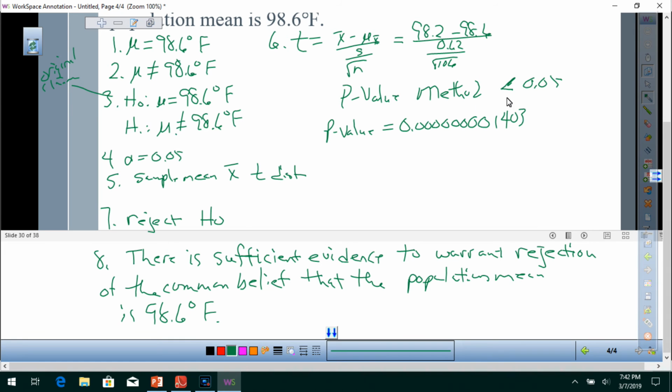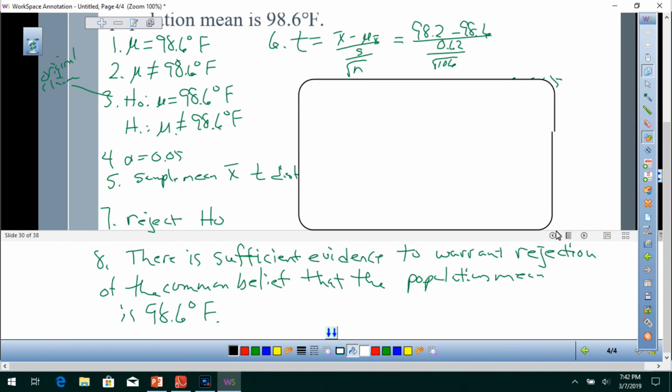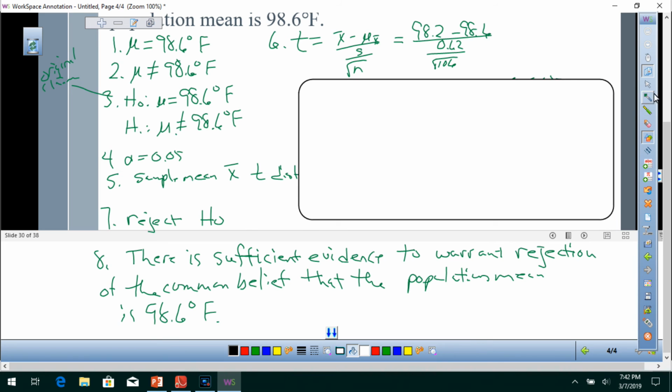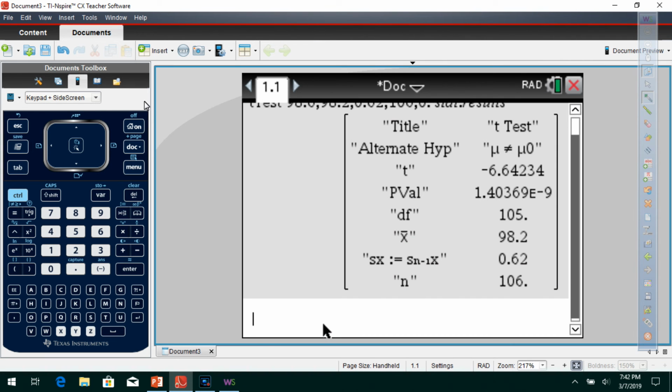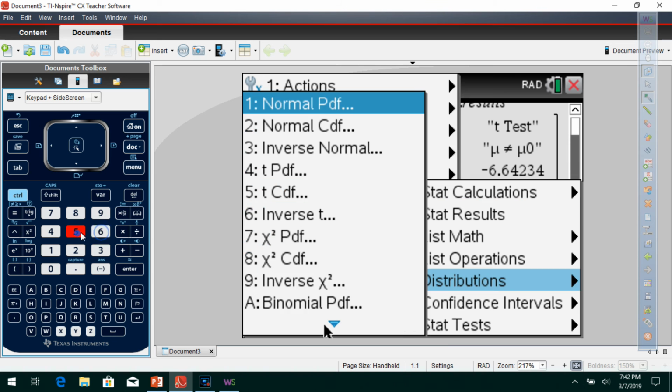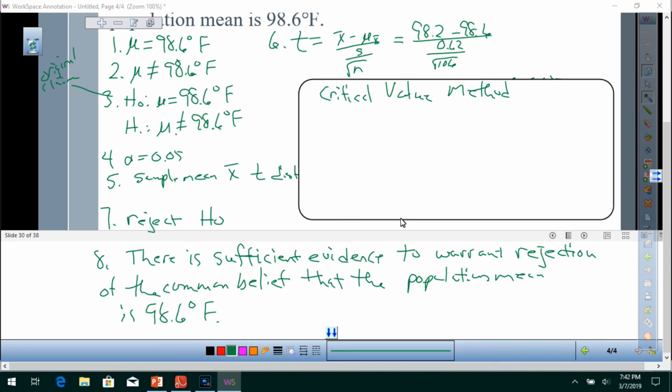All right. So that was the p-value method. Easy peasy. What about, well, let's see here. What about, let's try the critical value method. Critical value method. And let's see. Let's go to our trusty rusty calculator, and we're going to type in menu 6, 5, 6. And oh, I need to show you something.